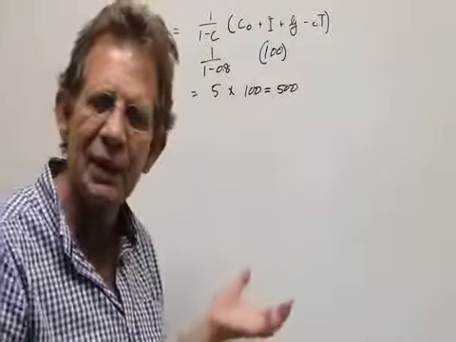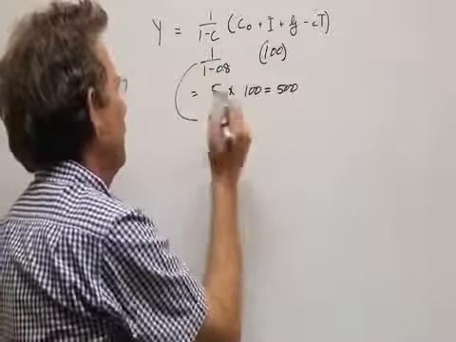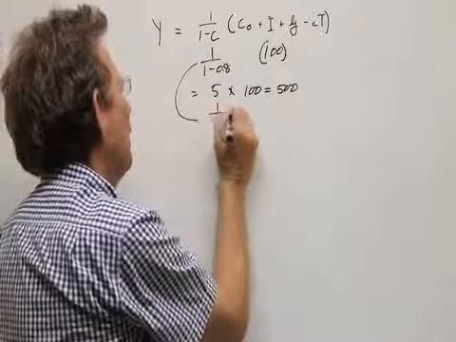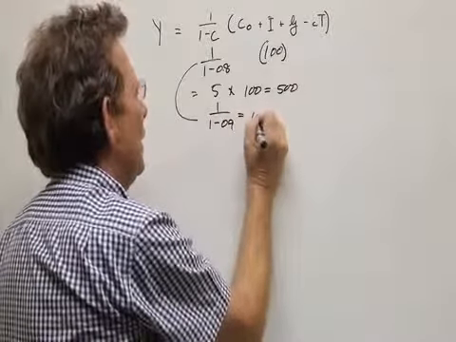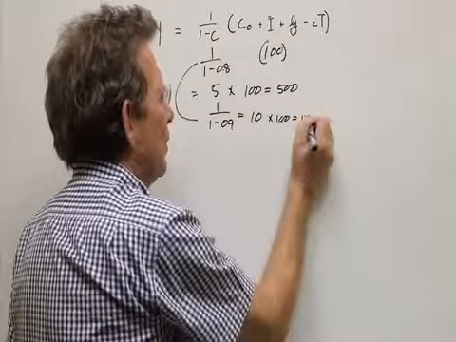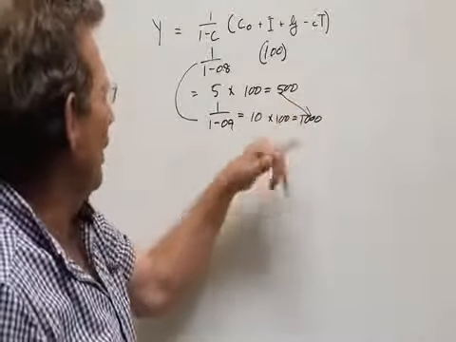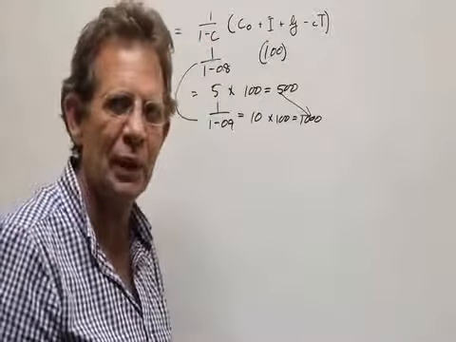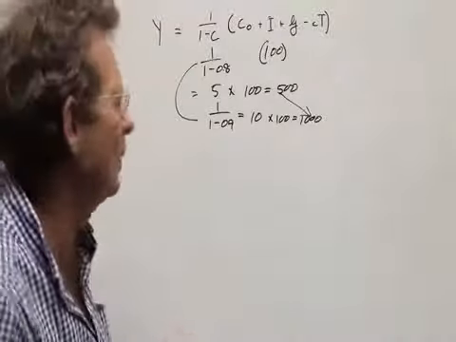What happens when there's an increase in the marginal propensity to consume? Then the value of the multiplier will change. Let's say it goes to 0.9. It will be 1 over 1 minus 0.9, and that will be equal to 10. And equilibrium income will be equal to 10 times 100, which is 1,000. So there's our increase in the level of income and output. In other words, a change in the marginal propensity to consume changes the value of the multiplier and therefore changes the equilibrium level of output and income.